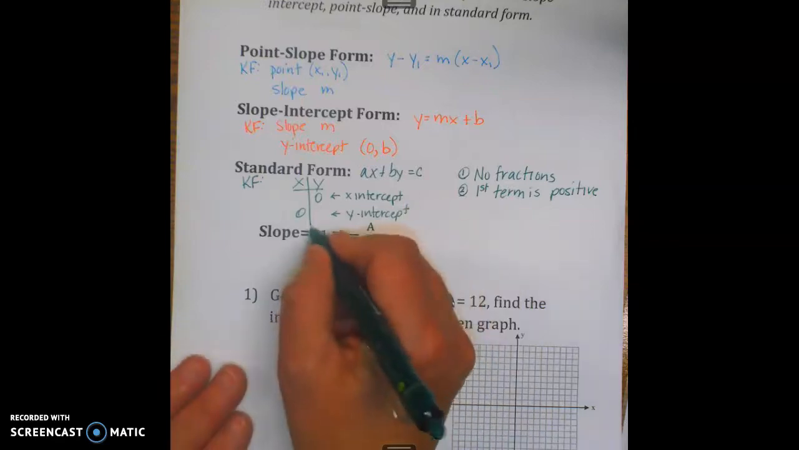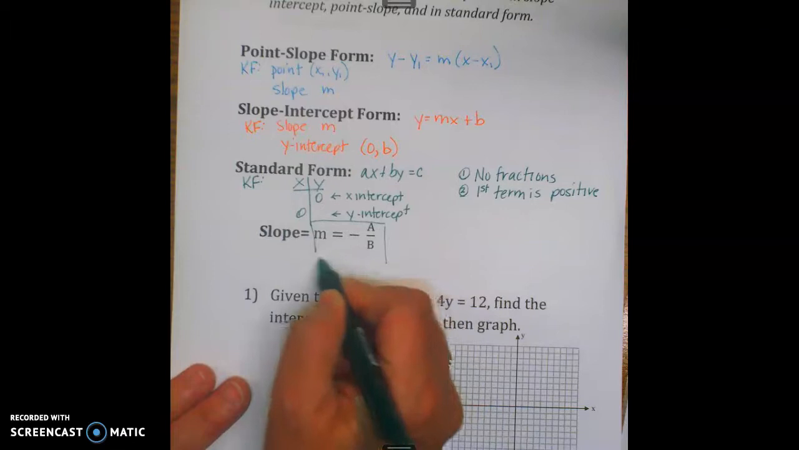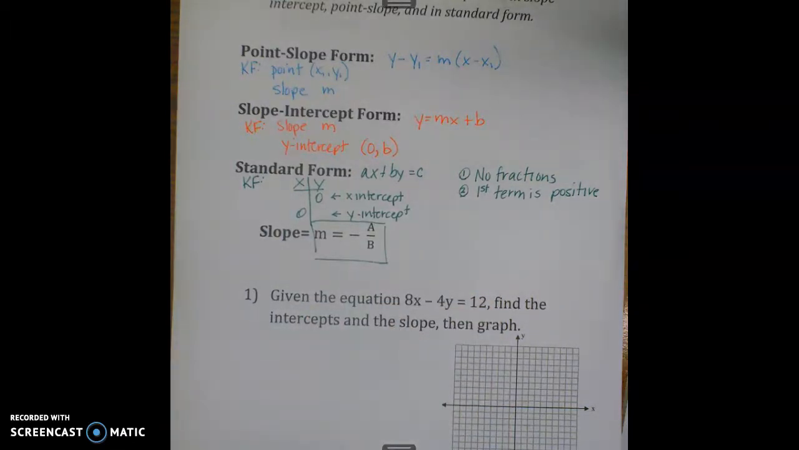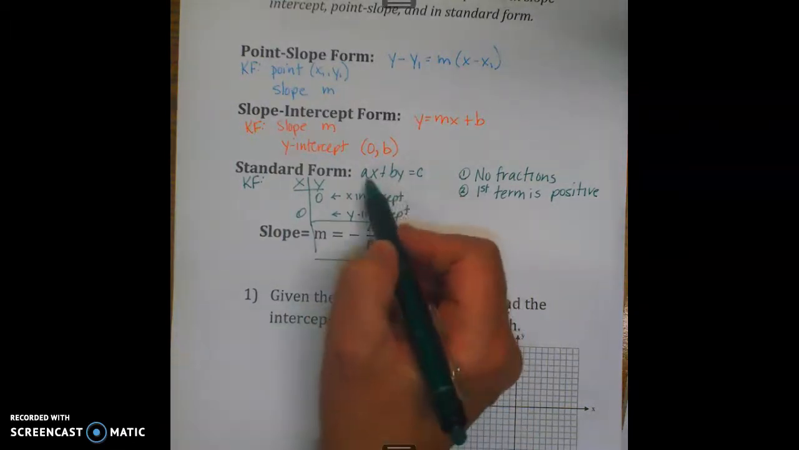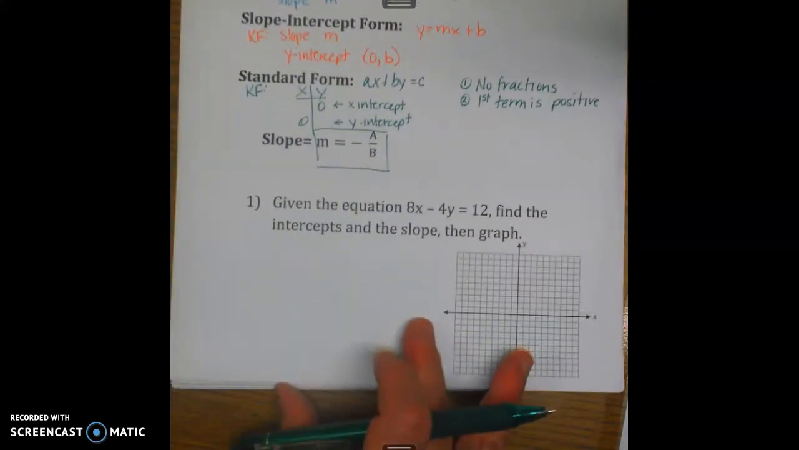And then I'm also introducing today that you can find the slope from standard form. We haven't really talked about that till now. And that slope is negative a over b. So whatever a is, take the opposite of that and put it over b, and that's your slope. So that's a really easy way to find your slope in standard form.